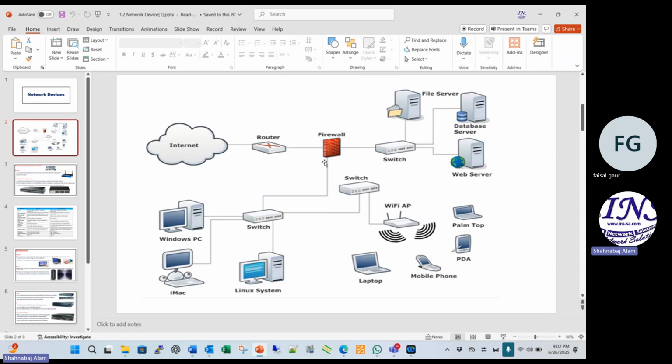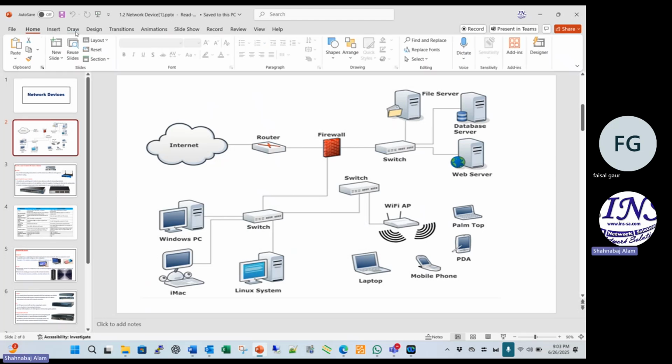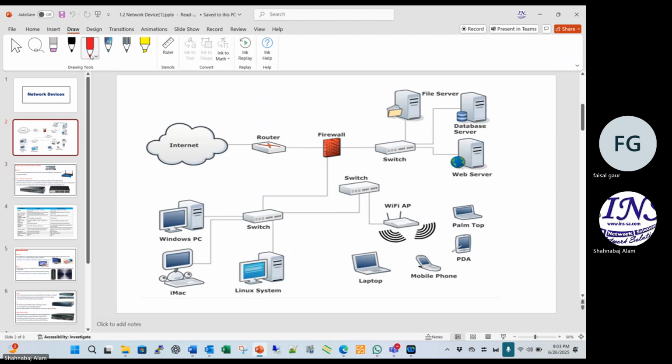So after connectivity is done, this is our internal network. This is the firewall. Suppose that this one is the outbound, outside network, and this is the inside network.